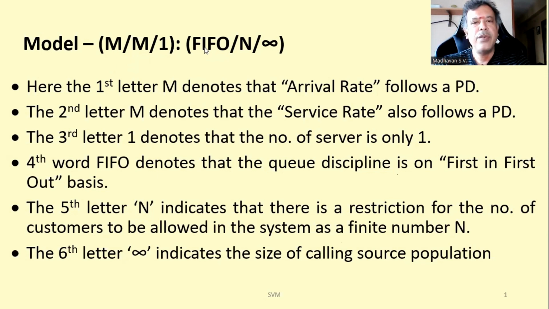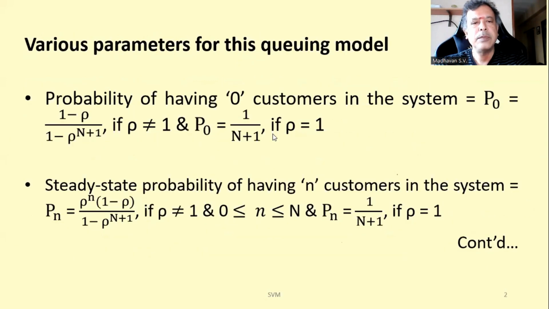The next letter FIFO indicates that the queue discipline or the service discipline is on a first in, first out basis. The next letter capital N denotes that there is a restriction on the number of customers allowed in the system, so it is a finite number denoted by capital N. The next letter infinity denotes that the size of the calling source population is considered to be infinite.